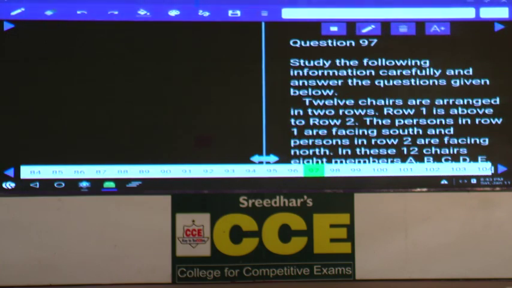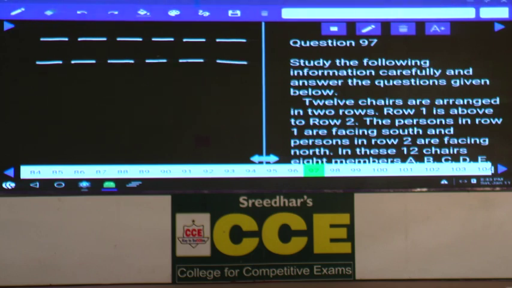And which are those 2 rows? 1, 2, 3, 4, 5, 6, and also 1, 2, 3, 4, 5, 6. Now these are the 12 chairs arranged in 2 rows. Row 1 is above row 2. This is row 1 and this is row 2, isn't it? Row 1 is above row 2.